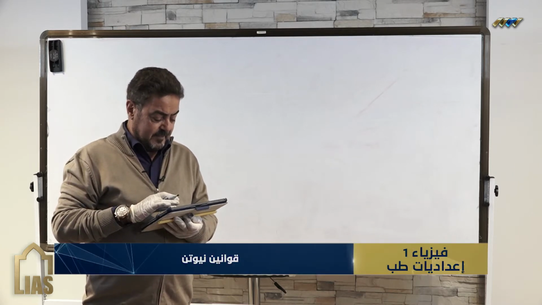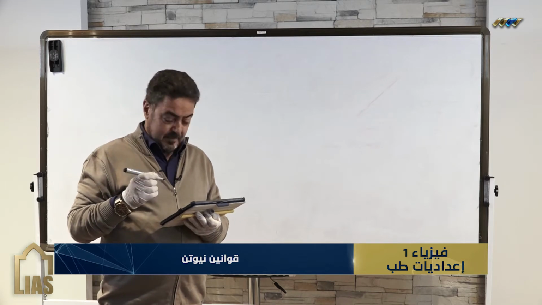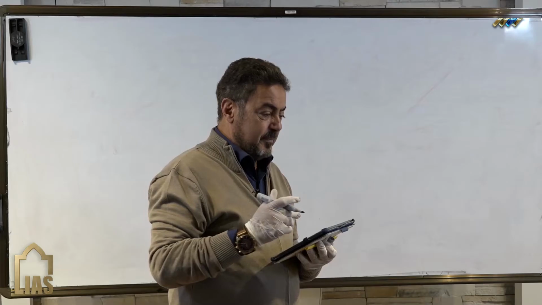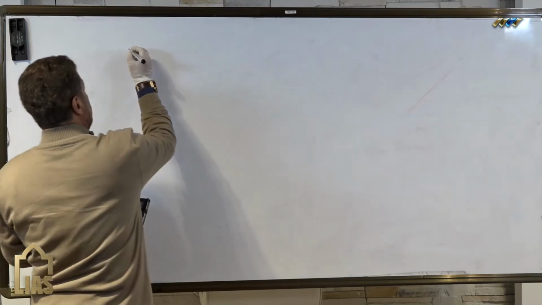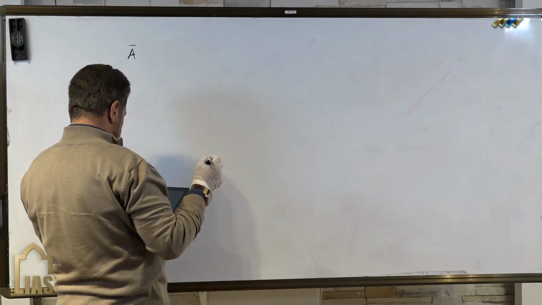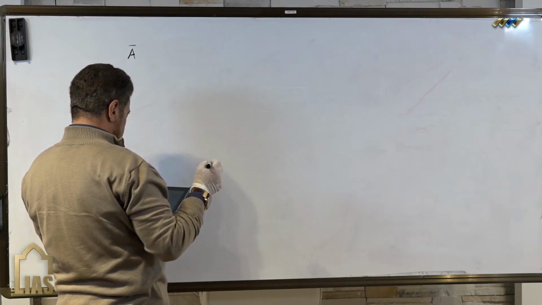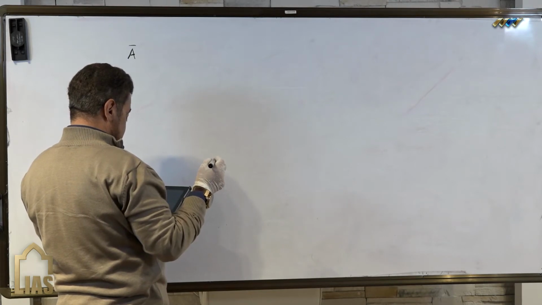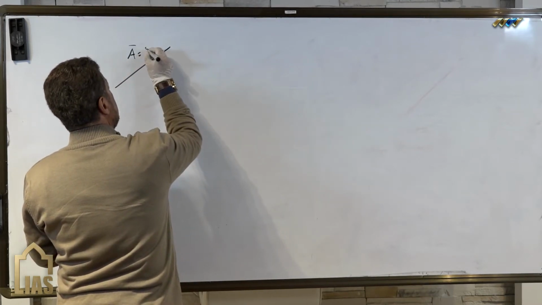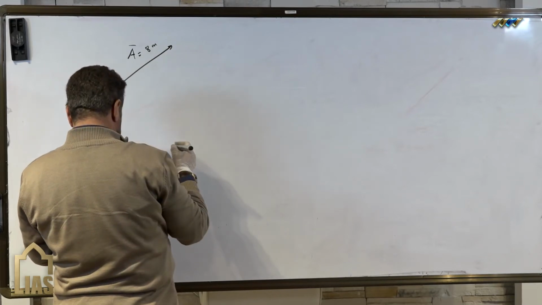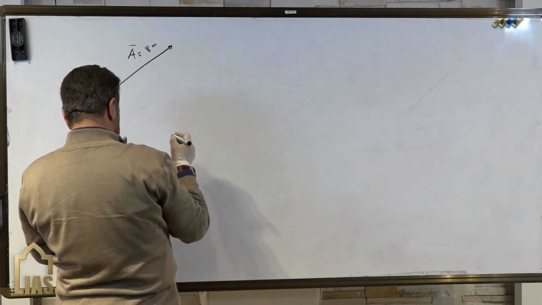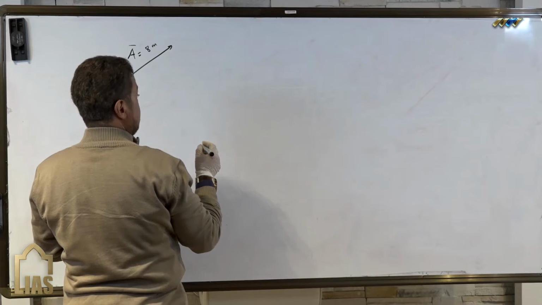قلنا نبدأ في المثال رقم 3-4 في صفحة 79، ومعطيك الفيكتور A. خلينا نشوفه هنا. معطيك الفيكتور A. Given two displacement vectors, A with a magnitude of 8 meters, direction 45 degrees below the positive x-axis.